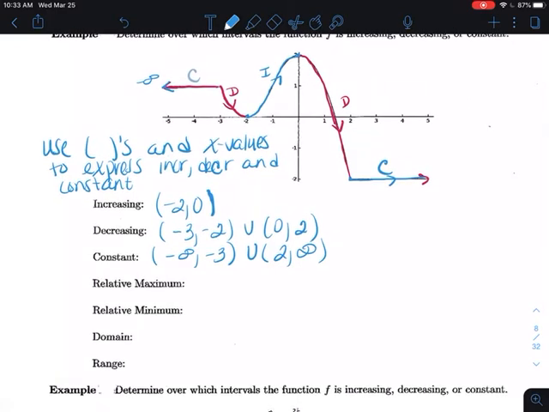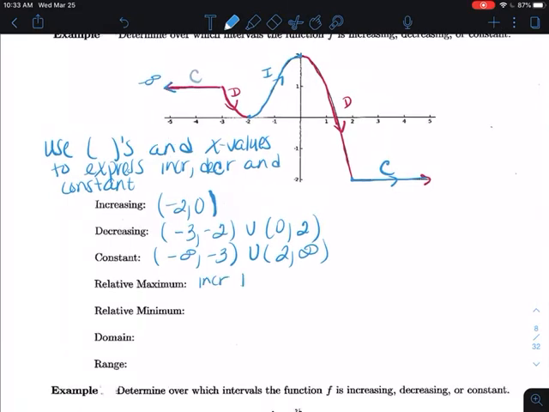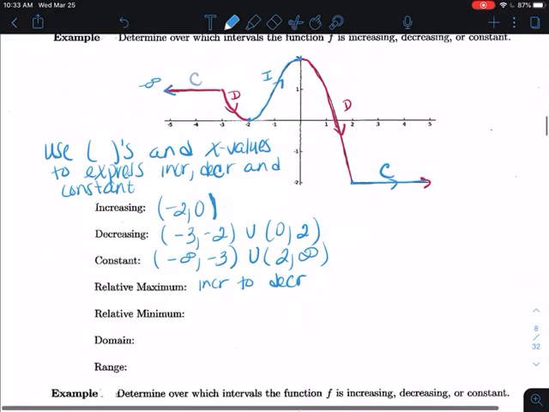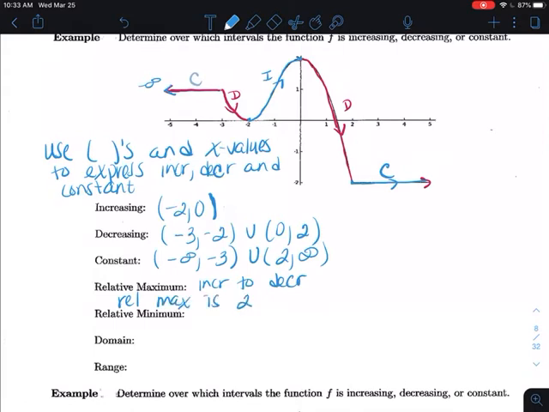All right, relative max would be like these peaks where it changes from increase to decrease. So increase to decrease, those are the points where you have a relative max. So you have a relative max at x equals 0. So to answer the question, you would say that the relative max is 2. It's the y value. And then it's located at x equals 0. That's how they want you to put it in the computer. So the actual maximum value, or the relative maximum value, is the y value.